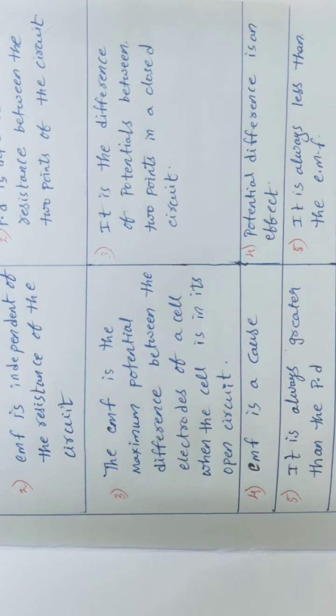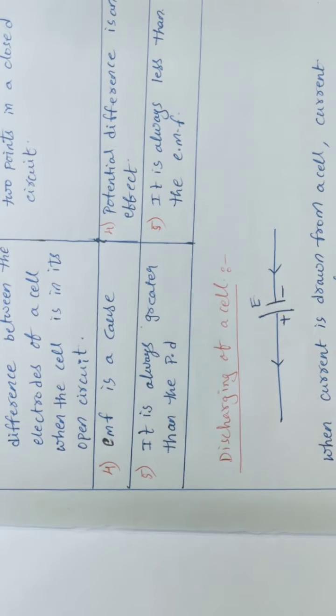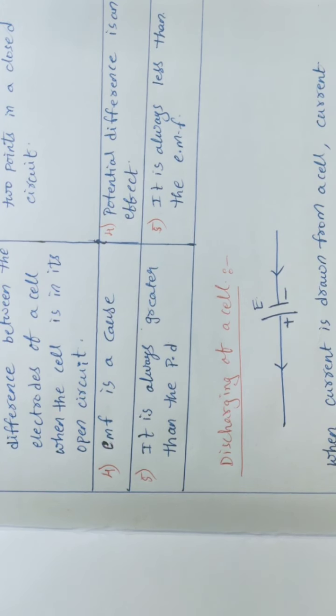One more thing: EMF acts as the source in a circuit, so EMF acts as a cause and potential difference acts as an effect. One more thing, students: EMF is always greater than the potential difference, and potential difference is always less than the EMF.